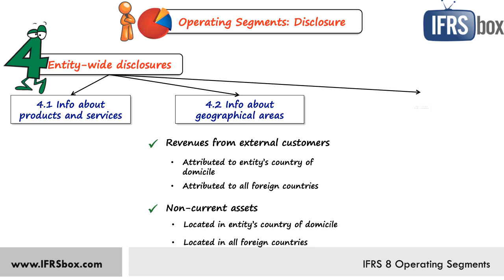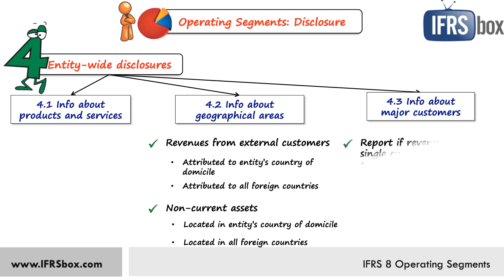And finally, you should present the information about major customers and especially whether the entity relies on its major customers. So if the revenue from transactions with a single customer amounts to 10% or more of the entity's revenues, then you should show this fact and disclose the total amount and the related segment. So this was the introduction to operating segment reporting as arranged by IFRS 8.